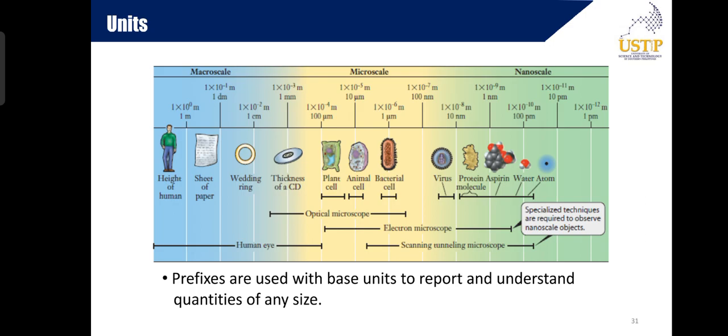For example, microscopes and the like, for viruses, protein molecules, aspirin, the water, and the atom. Well, basically we can see the elements of the water. So it's in a nanoscale measurement. Also atoms, we cannot see hydrogen, for instance, in the environment. We cannot see hydrogen, we cannot see oxygen. So they are in a nanoscale world. As we can see, a scanning tunneling microscope, electron microscope, and optical microscope can observe molecules in a microscale and in a nanoscale, but our human eye is only for the macro scale.